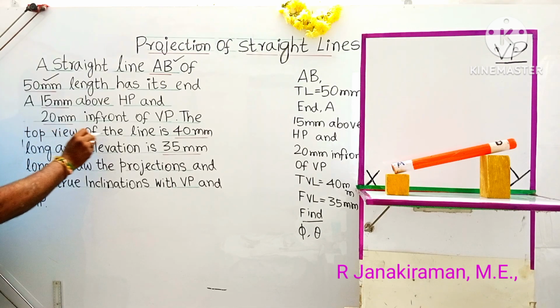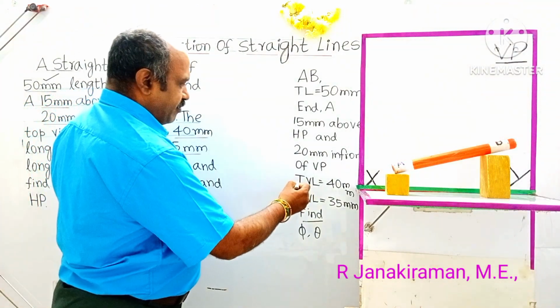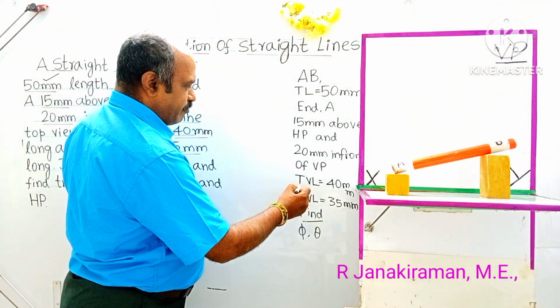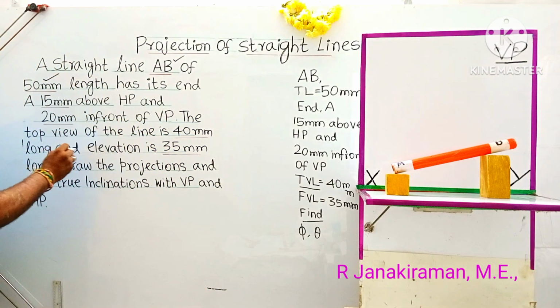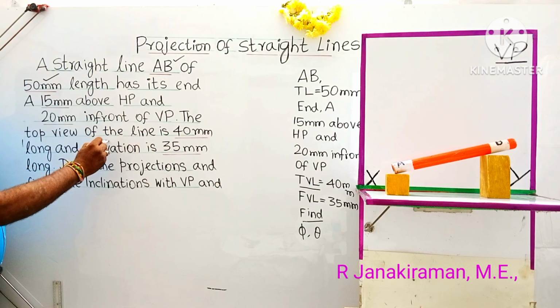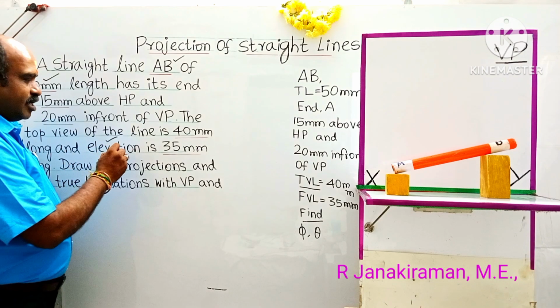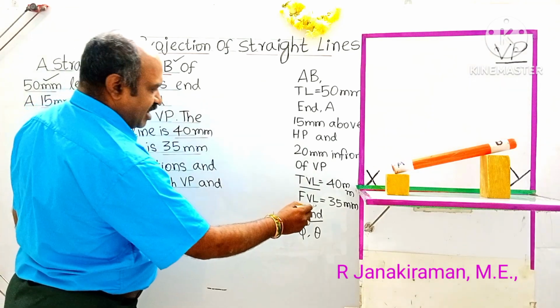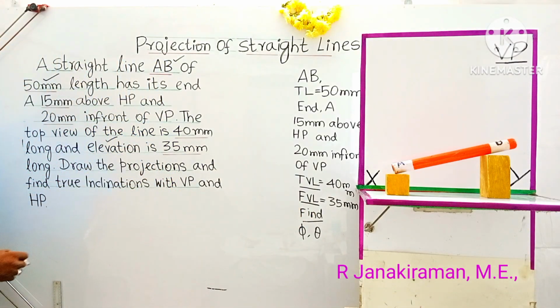The top view of the line is 40 mm. Top view means looking from the top. It's called top view length. TVL stands for top view length, given as 40 mm. And further it is given that elevation, another name for front view, is 35 mm. So FVL stands for front view length. It's given as 35 mm, that is elevation.